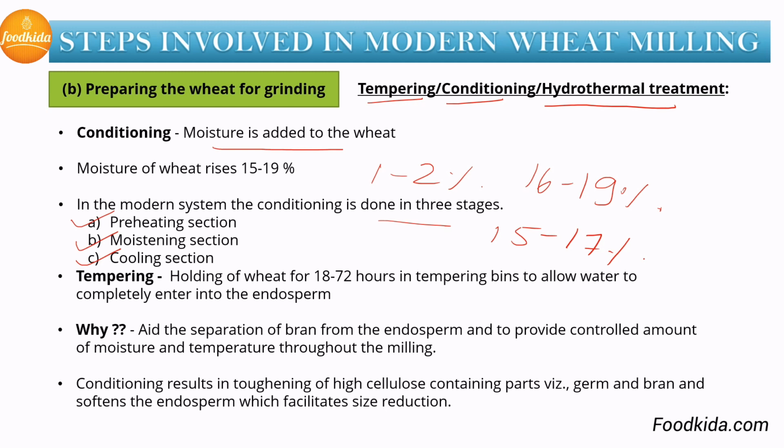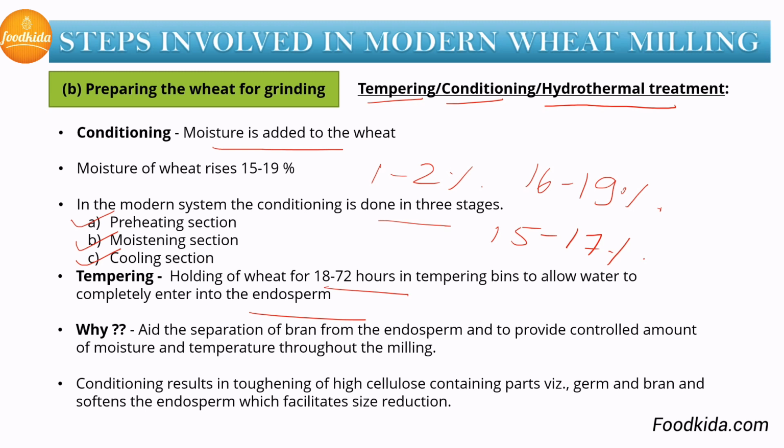Now, tempering. After adding the moisture, we have to give some resting time to the wheat so that the moisture can be completely absorbed and all the wheat gets the desired moisture content. So, holding of wheat is done for 18 to 72 hours in tempering bins to allow water to completely enter into the endosperm. Now the question is why it is done and why there is a need to increase the moisture level of the wheat.